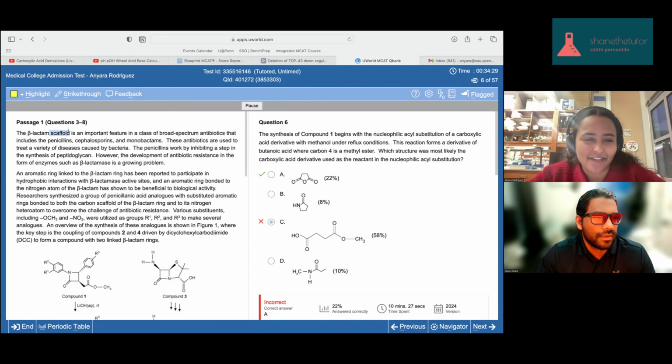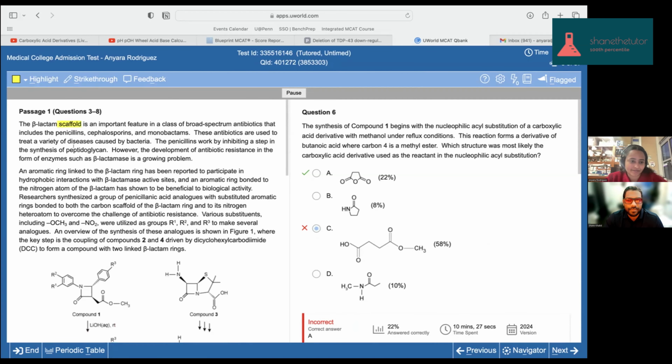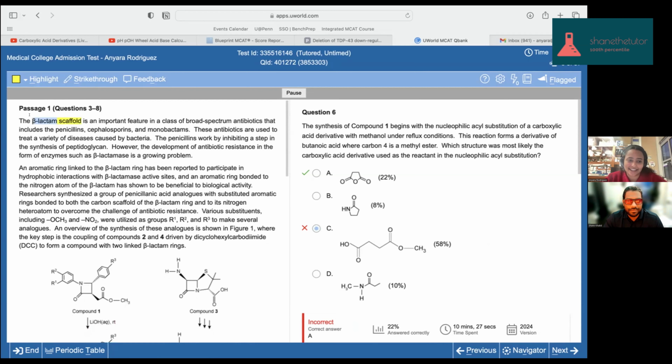So I know that a scaffold is, I'm thinking of like a chaperone protein, like something that helps things structurally be where they should be. That's my thought here. I don't know. And lactam, that's all I know.